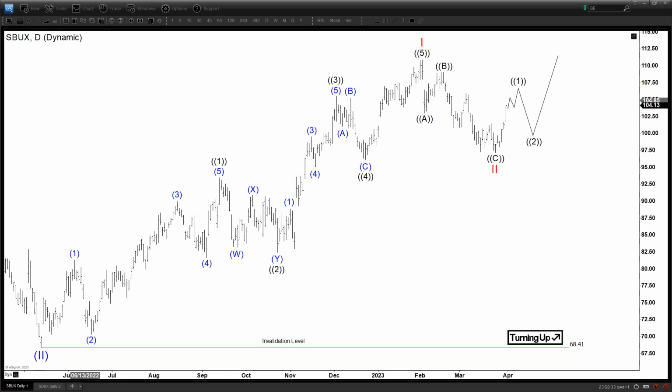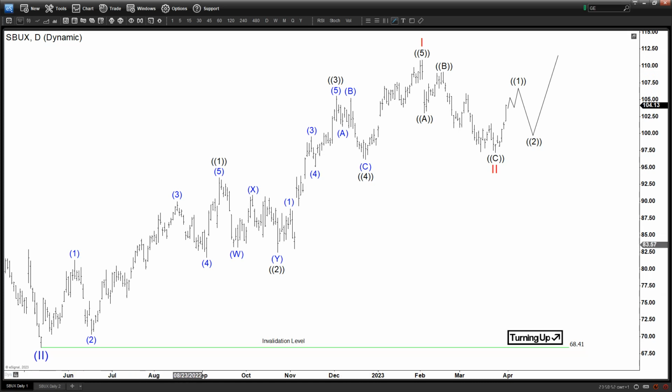In today's video we'll be taking a look at SBUX. This is the daily chart. So we start labeling the move since 2022, specifically from May. We can see here that the stock has been rallying within an impulsive structure.